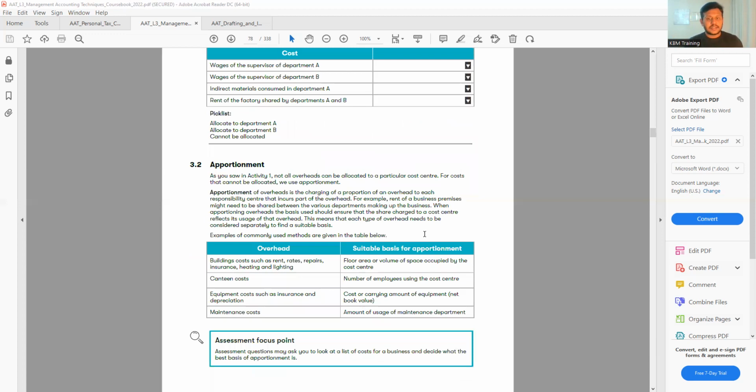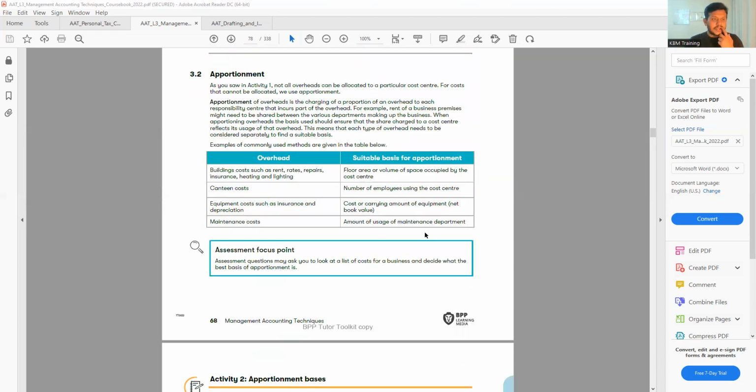All right. Now let's look at this one, the apportionment. When we cannot allocate the cost, we have to use the next technique. The next technique we have is apportionment. Now, for apportionment, we have to use a suitable basis.